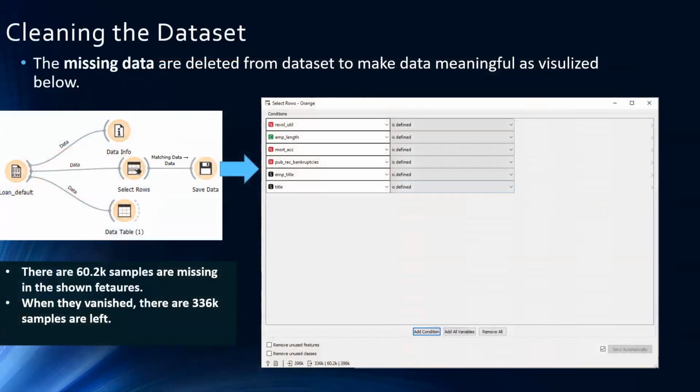So thanks to Orange, we use a select rows command to eliminate the unknown samples from features. And there are 60K samples deleted from our data sets, and from the raw data, we are left with about 336K samples.